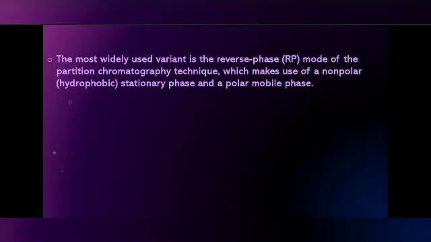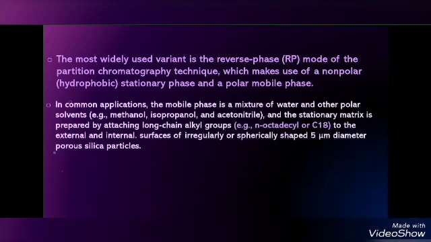The most widely used variant is the reverse phase RP mode of the partition chromatography technique, which makes use of a nonpolar stationary phase and a polar mobile phase. In common applications, the mobile phase is a mixture of water and other polar solvents, methanol, isopropanol, and acetonitrile, and the stationary matrix is prepared by attaching long chain alkyl groups to the external and internal surfaces of irregularly or spherically shaped 5 micrometer diameter porous silica particles.